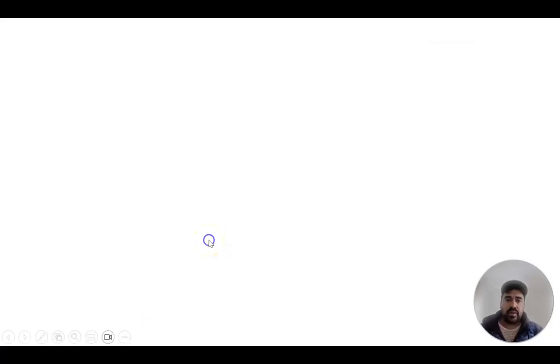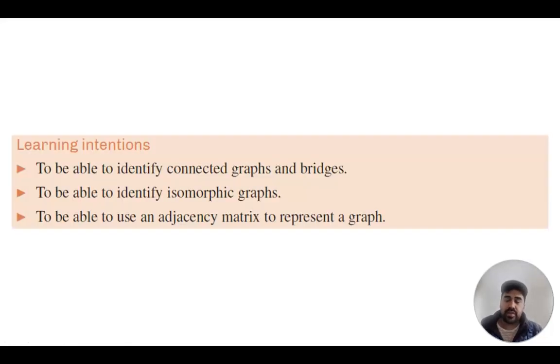So hopefully by now we understand the notion of graphs from last time we looked into it. 8b is going to be looking into this thing called connected graphs and this concept called bridges within a graph. We want to identify what is considered an isomorphic graph, which is a new key term that you'll see pop up a few times, and use what's called an adjacency matrix to represent a graph. So you're going to see graph and matrices go hand in hand and how one can be represented via the other.